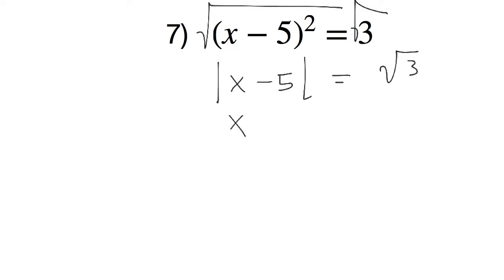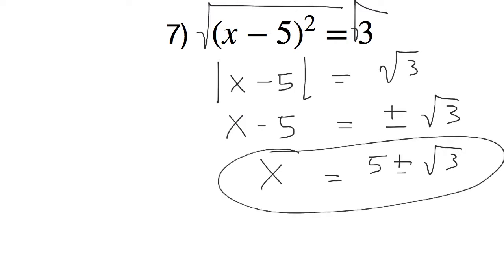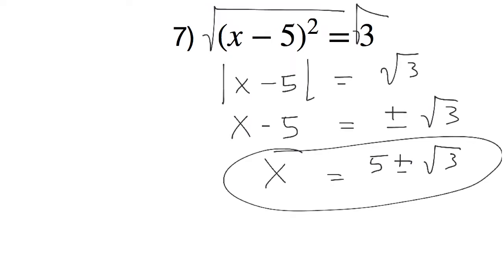You get x minus 5 is equal to plus or minus the square root of 3. Adding 5 to both sides, you get x is equal to 5 plus or minus the square root of 3. Again, you could write it out as x could equal 5 plus the square root of 3, or x could equal 5 minus the square root of 3.